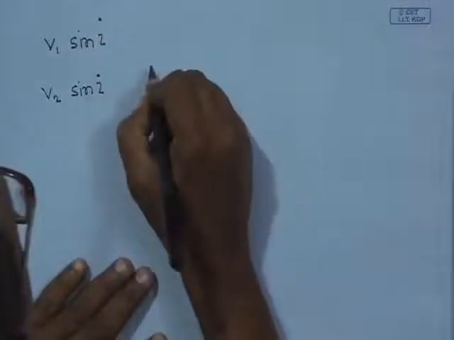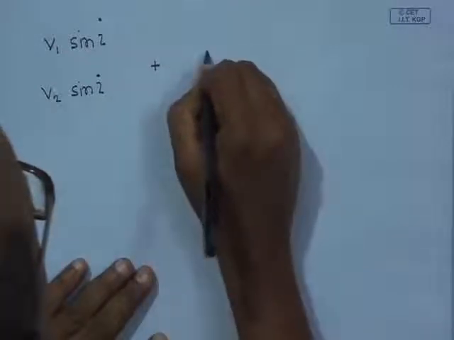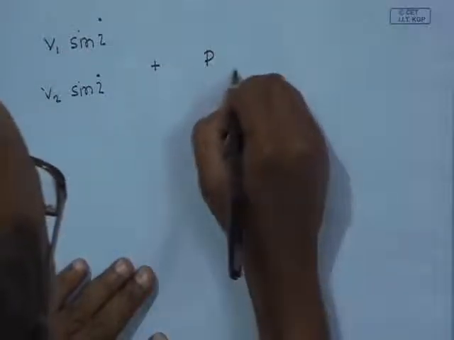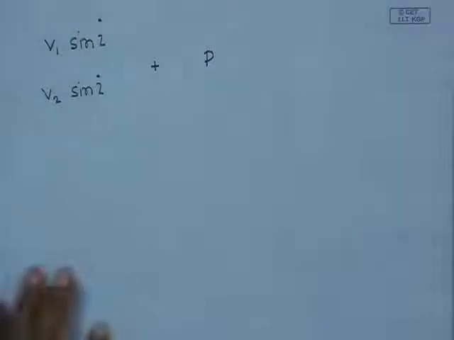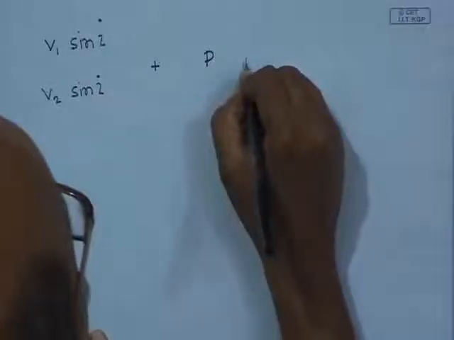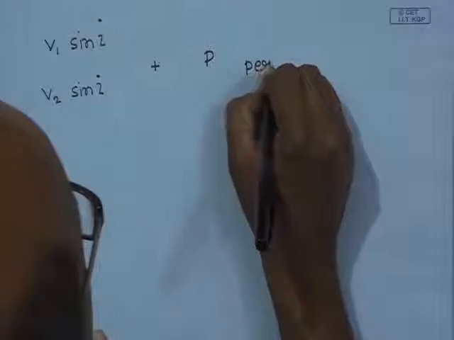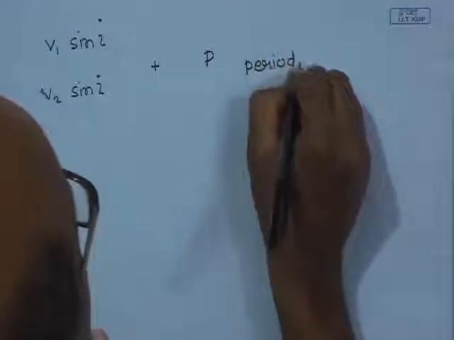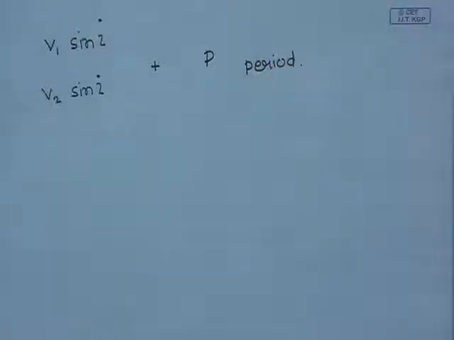These are the two things that the observer can determine from the observations. In addition to this, the observer can also determine the period of the orbit. The velocity will show a sinusoidal variation, and the period of that gives the period of the orbit. So, this is the period. These are the things that the observer can directly determine from the observations.